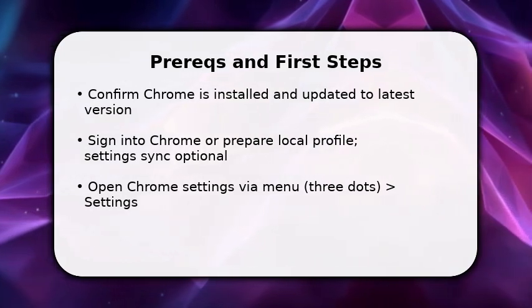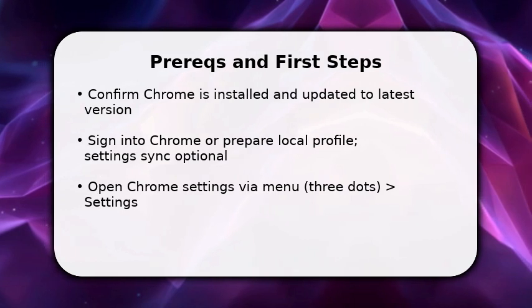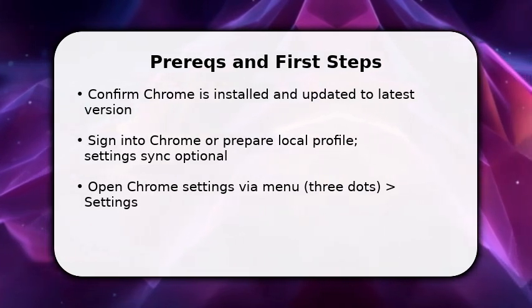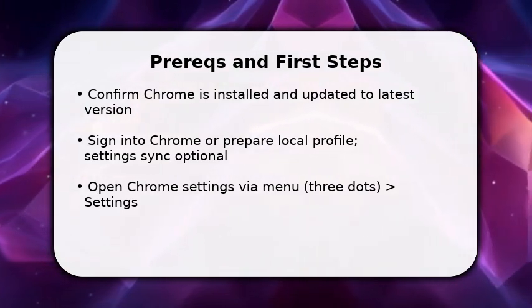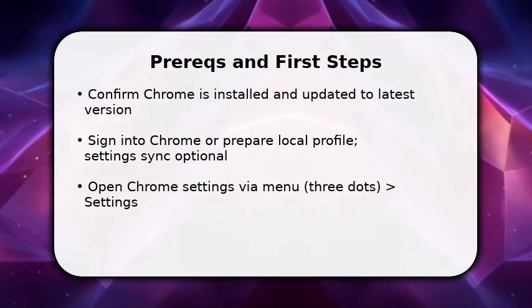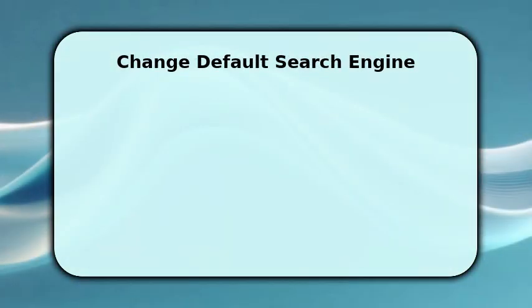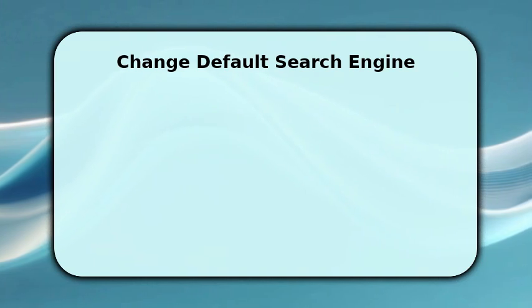If you use Sync, the change may propagate to other devices. If not, the change stays on this profile. Now locate the Search Engine drop-down to set Google as default. You're in Manage Search Engines, scan the list for Google.